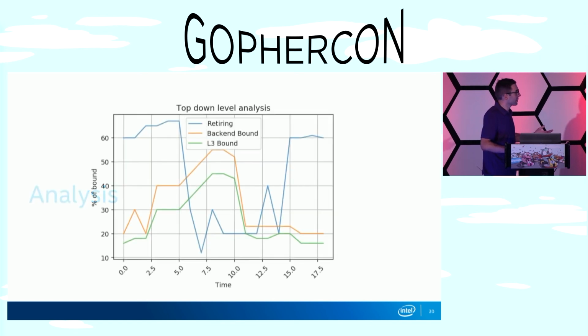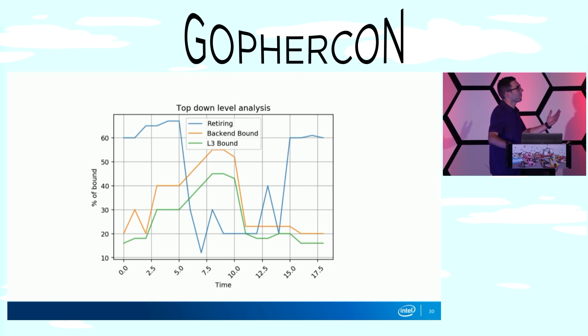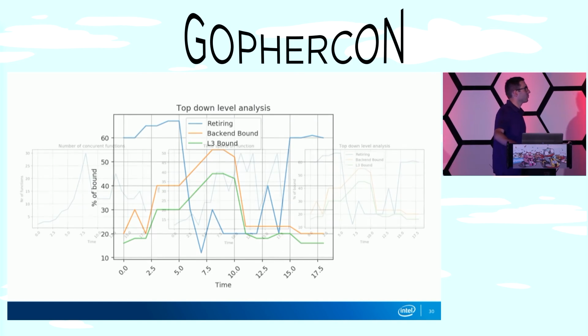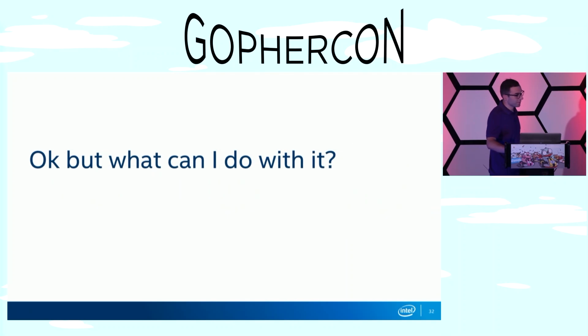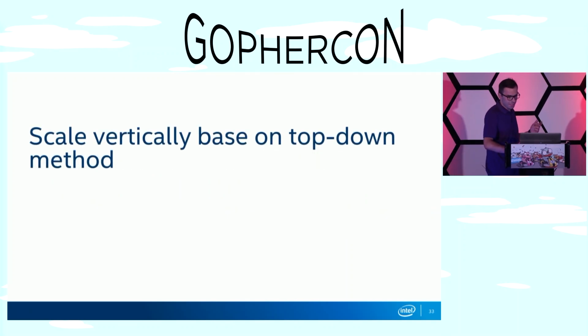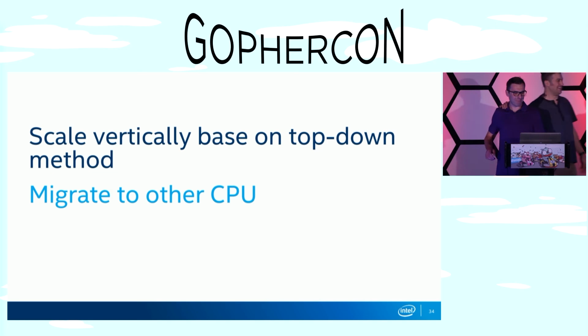When we look at the analysis and see it's highly back-end bound, then we look at the top-down method further, and see it's L3 bound. Then we can see what we can do with this data: we can scale down vertically, or migrate to another CPU. Thank you so much.